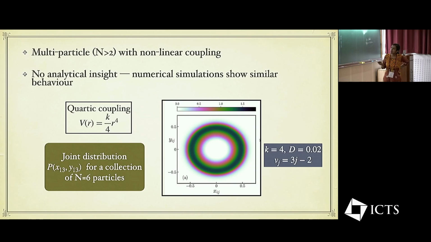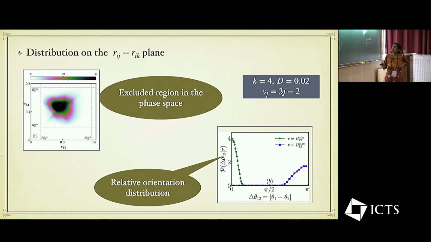there is a little difference here. The particles are not most likely to be at the minimum or maximum separation, they are most likely to be somewhere in the middle. So basically what we see is that a large region of the phase space remains inaccessible for the particles.